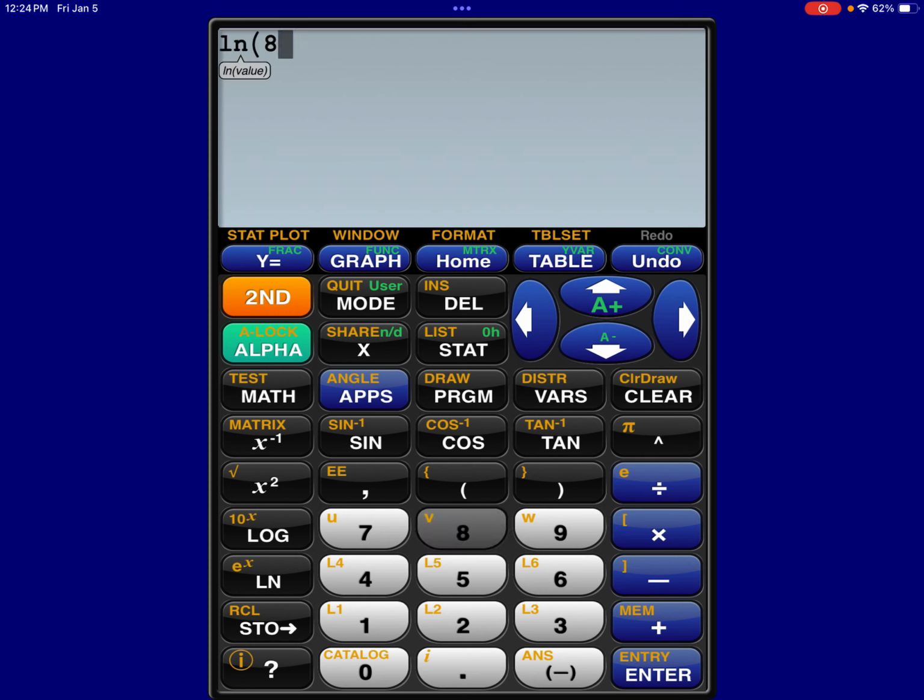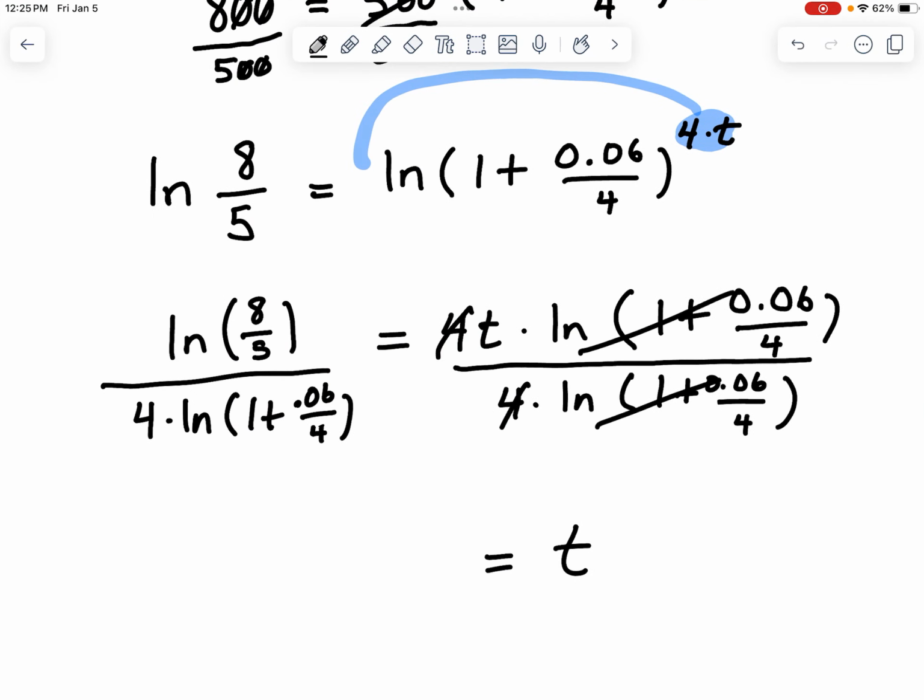So how much is natural log 8 divided by 5? That's not a 5, Craig. There you go. Natural log of 8 divided by 5, and then divided by, and be sure to put parentheses, 4, natural log 1 plus 0.06, which was divided by 4, and then paren. And that should do it. So it would take almost 8 years, 7.892 years.